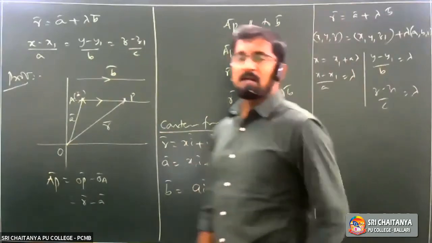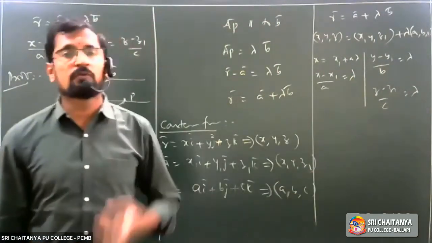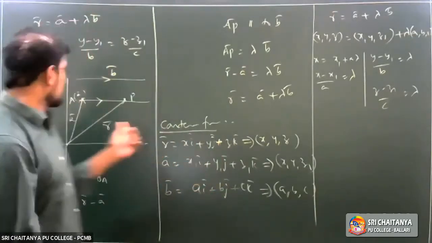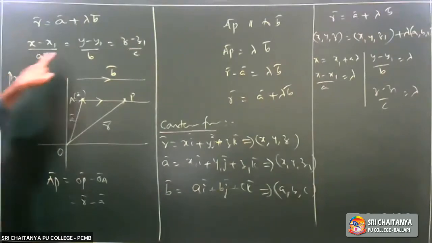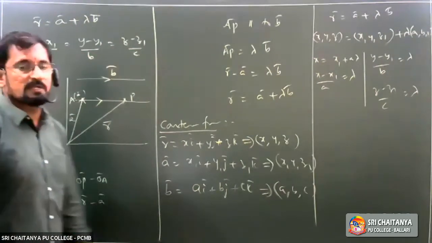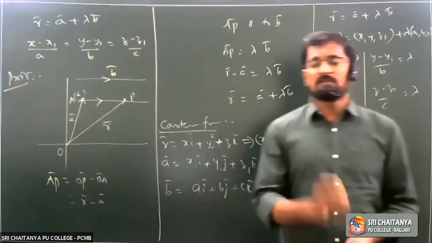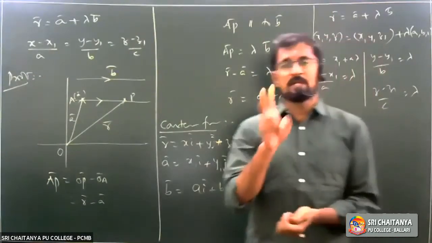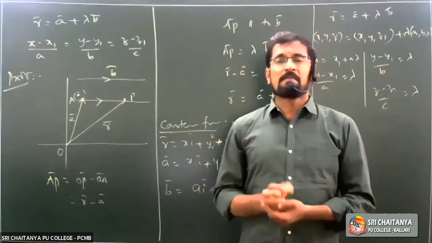As all three parts are equal to lambda, you just equate those three parts. You are going to get the Cartesian form: x minus x1 by a is equal to y minus y1 by b is equal to z minus z1 by c. So I conclude this theorem by giving two statements. The first one, you should remember the statement.